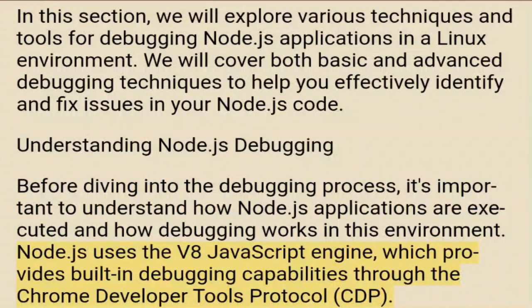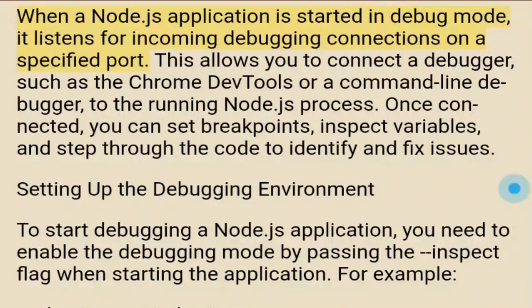Node.js uses the V8 JavaScript engine, which provides built-in debugging capabilities through the Chrome Developer Tools Protocol (CDP). When a Node.js application is started in debug mode, it listens for incoming debugging connections on a specified port. This allows you to connect a debugger, such as the Chrome DevTools or a command line debugger, to the running Node.js process. Once connected, you can set breakpoints, inspect variables, and step through the code to identify and fix issues.